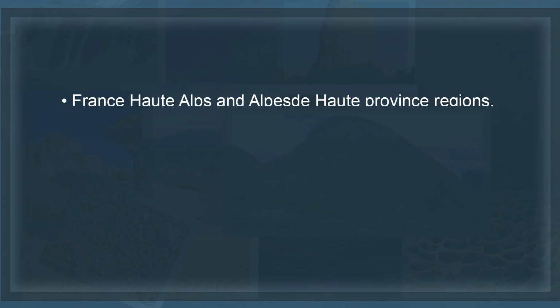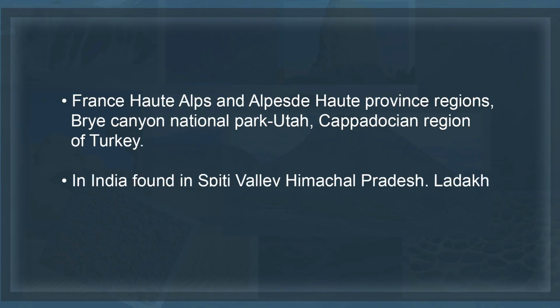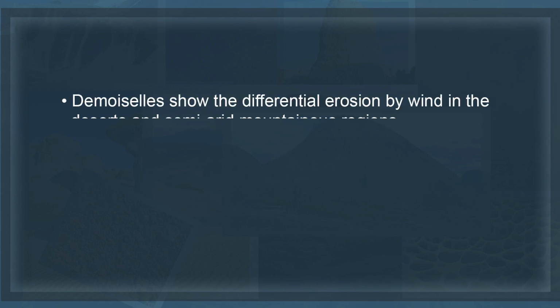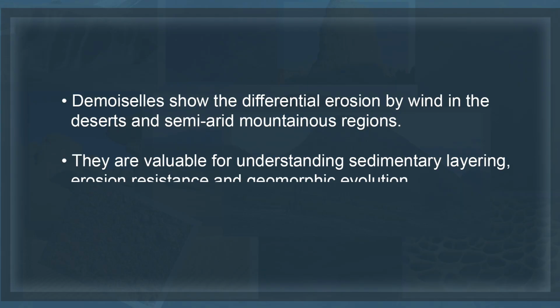It is mainly found in France, in the Hautes-Alpes and Alpes-de-Haute-Provence regions, Bryce Canyon National Park in Utah, and the Cappadocia region of Turkey. In India, it is found in Spiti Valley, Himachal Pradesh, and the Ladakh region. Demoiselles show differential erosion by wind in deserts and semi-arid mountainous regions. They are valuable for understanding sedimentary layering, erosion resistance and geomorphic evolution.